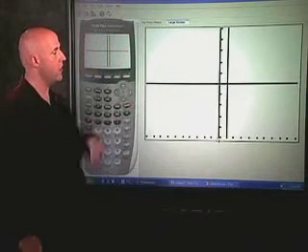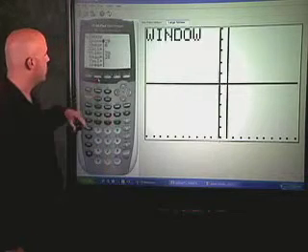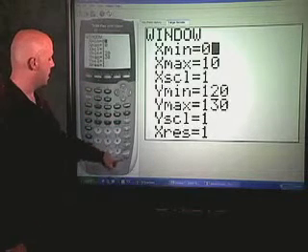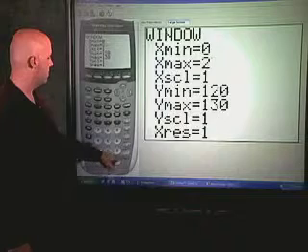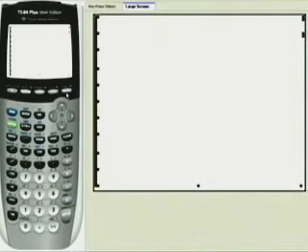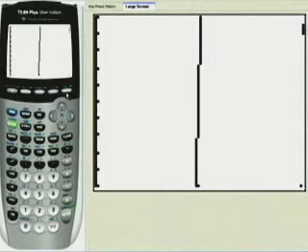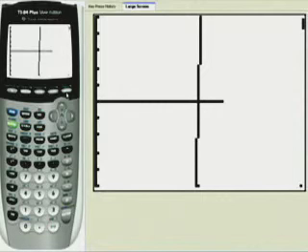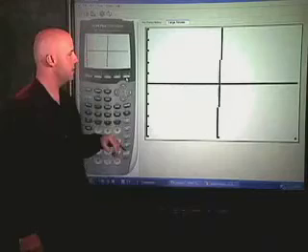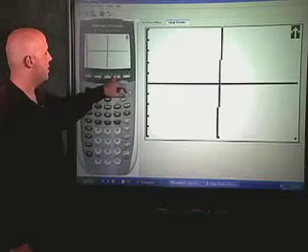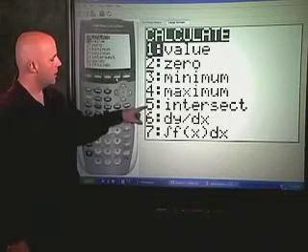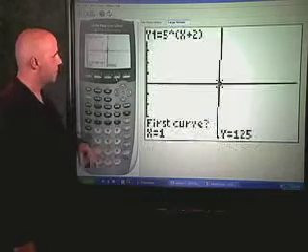Now we could narrow that window down a little bit. If we want to go back to our window, maybe just look at between 0 and 2. It's not really necessary, we're just looking for where they cross. So we're going to use our intersect command. Go to our calc menu, and pick option 5 for intersect.